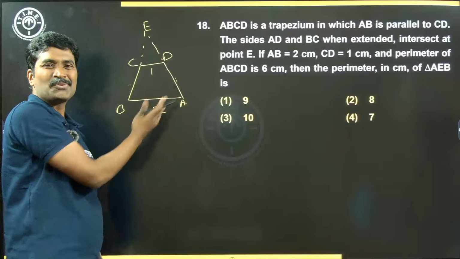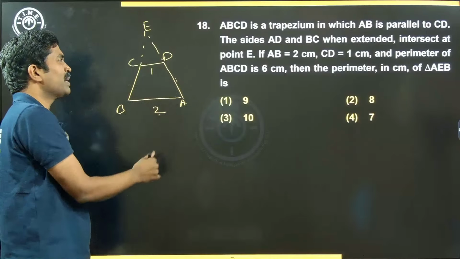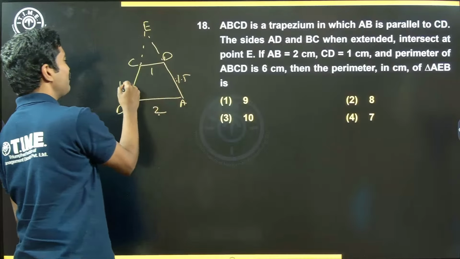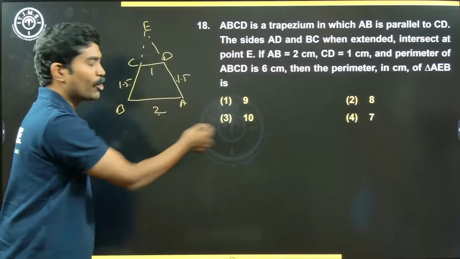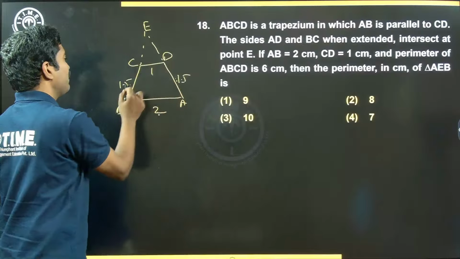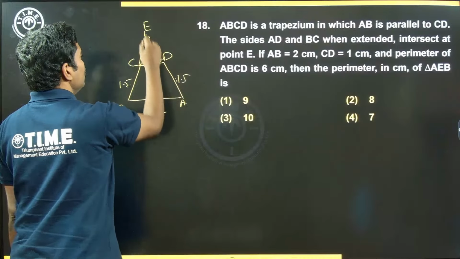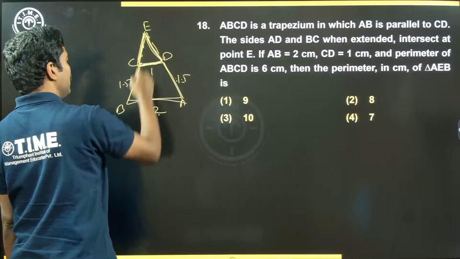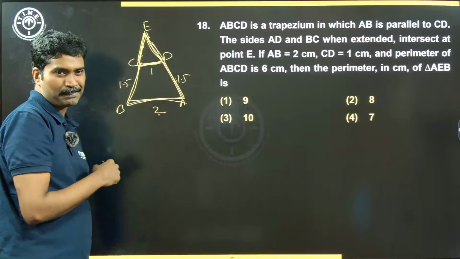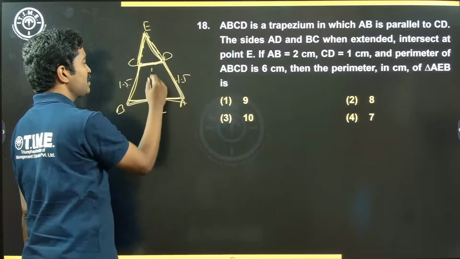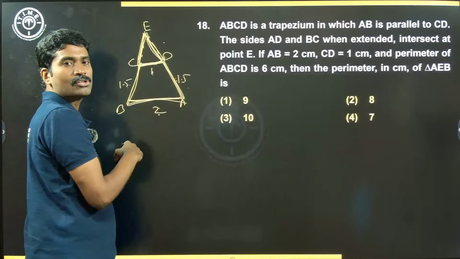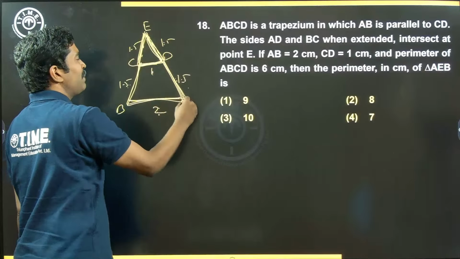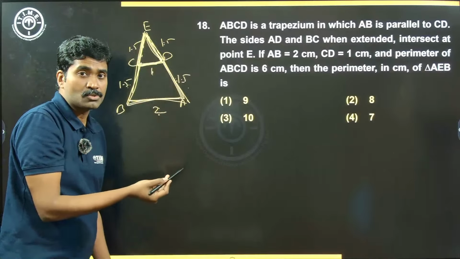There's no bias towards the left or right. Without thinking too much, I know the perimeter is 6, 2 plus 1, 3. Can't I just say this is 1.5 and this is 1.5? I'll assume that because there's no 'cannot be determined' option, there's a unique answer. This is parallel to this, so I can apply the basic proportionality theorem. Triangle ECD is similar to triangle EBA, right? So base to base is 1:2, which means this is to this should also be 1:2. So this should be 1.5, 1.5. Check now: 1.5 by 3, 1:2. Perfect.